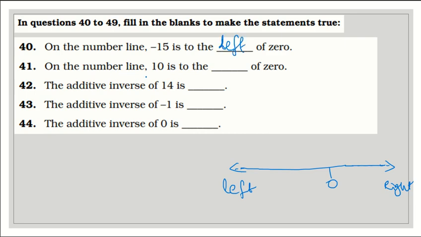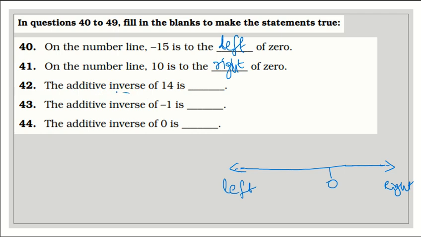On the number line 10 is to the dash of 0 is question number 41. So to the 0, 10 will be, since it is a positive number, on the right side. Next, question number 42, the additive inverse of 14.